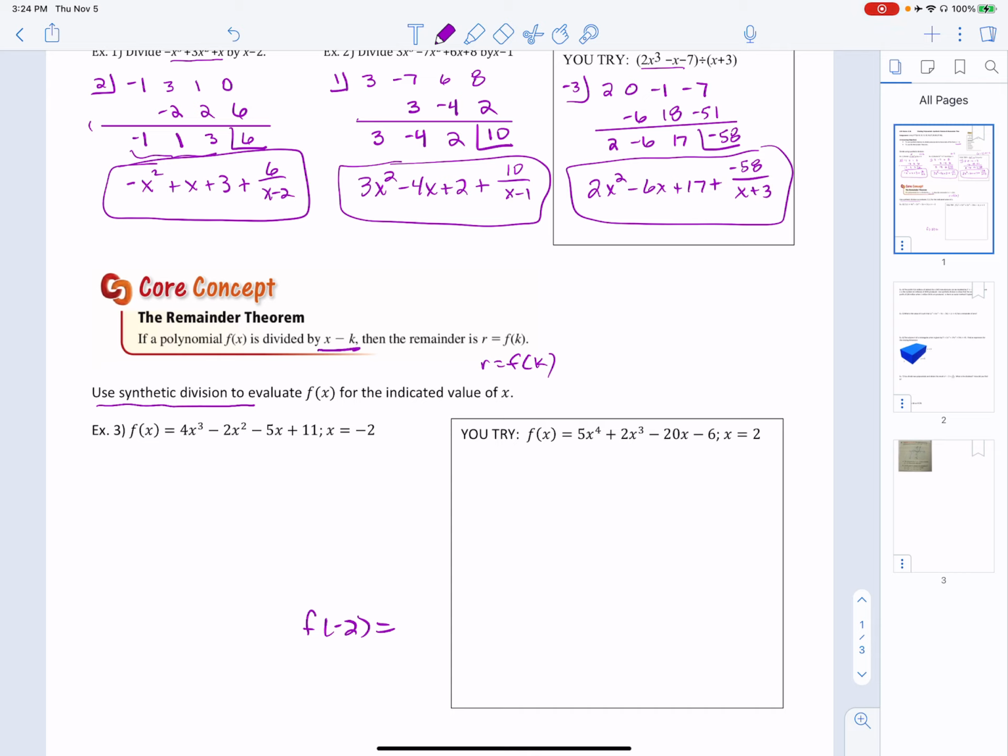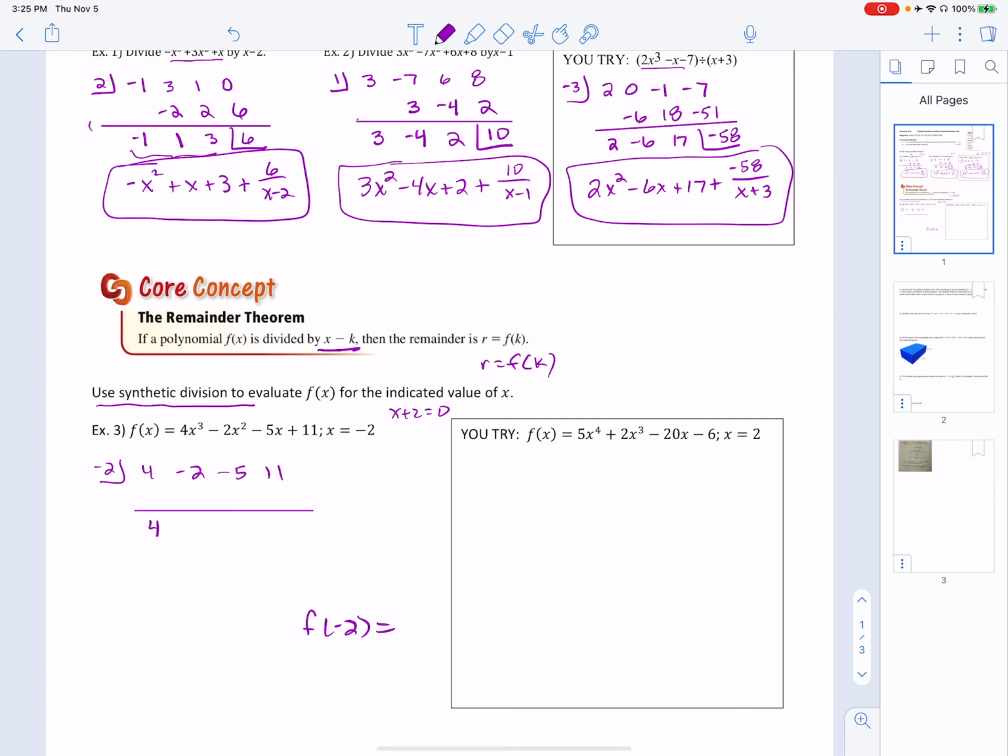This means when x is negative 2, that was x plus 2 equals 0 was the factor, or what we're dividing by is x plus 2. So the k value is a negative 2 for synthetic division. Have all the descending powers recognized and in the list, but we had cubic, so we have the cube, the squared, the first, and the constant, so we've got them all there.